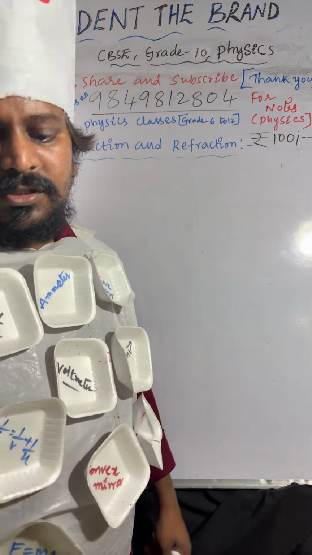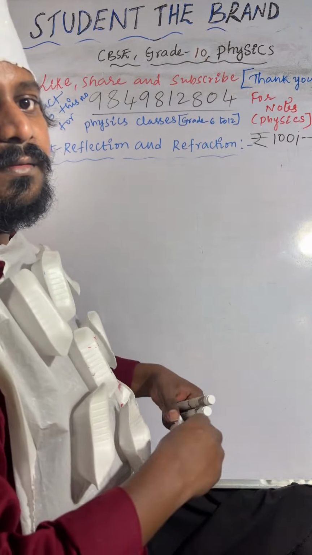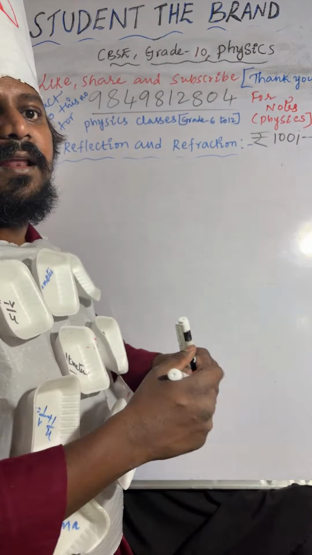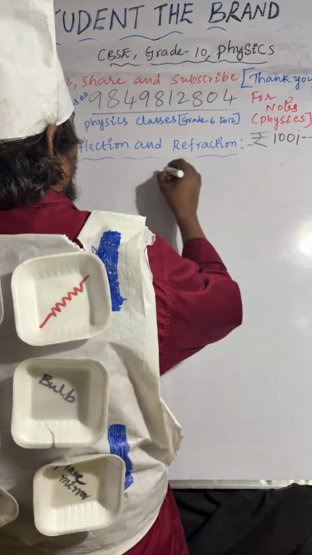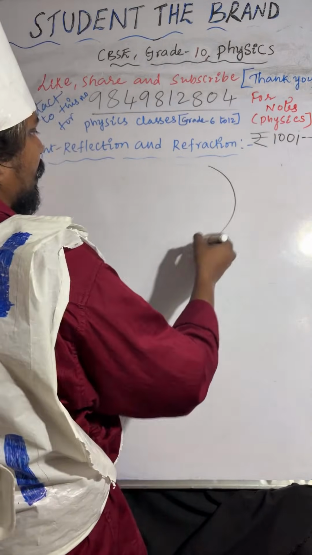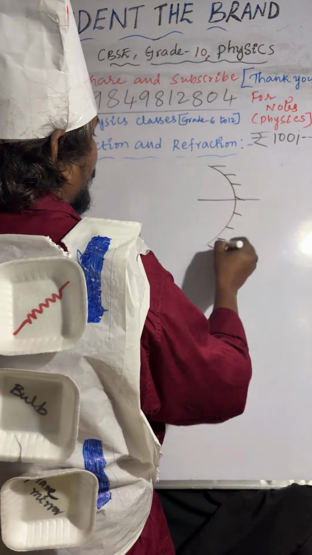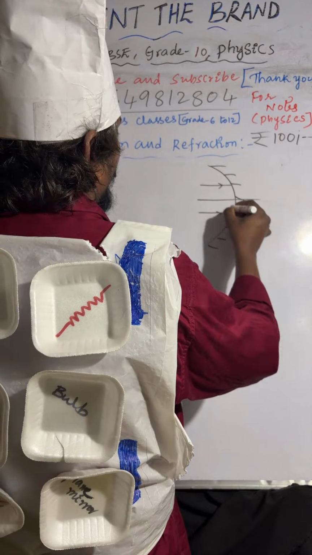Next we will discuss spherical mirror. Okay, so now you can see spherical mirror. It is a mirror in the form of a curved surface. Here there are two types: one is concave mirror, another one is convex mirror. Concave means whenever light rays are incident on it, after reflection those light rays meet at one point.